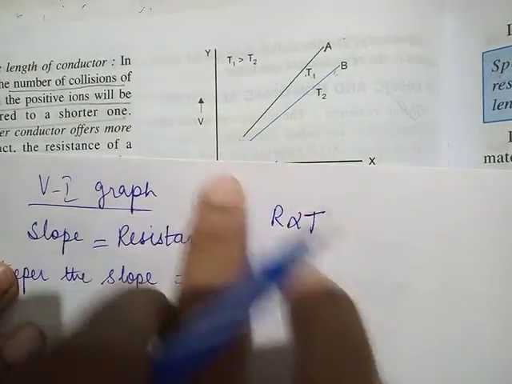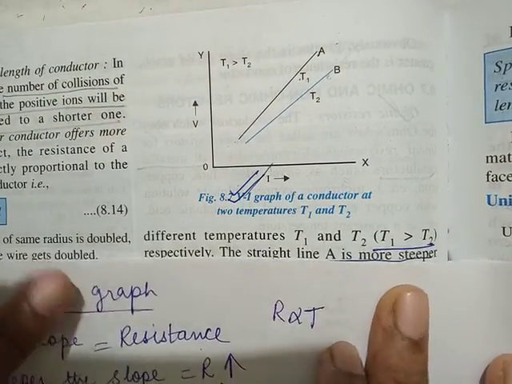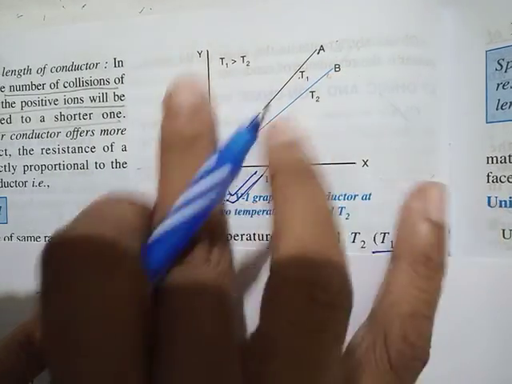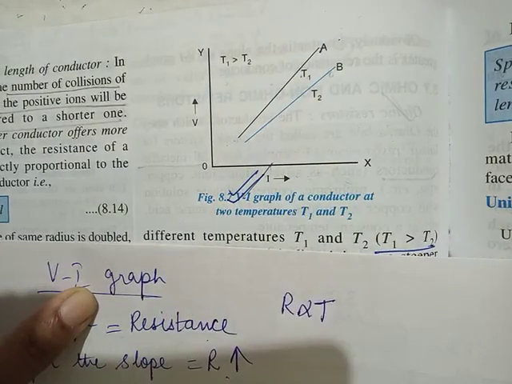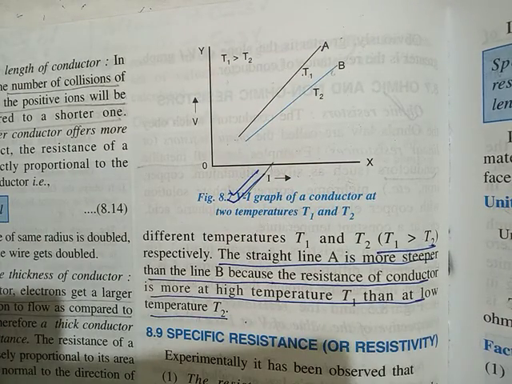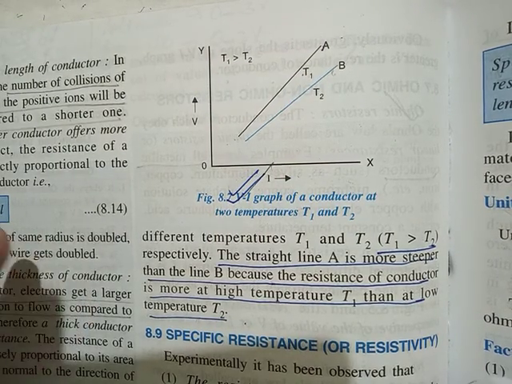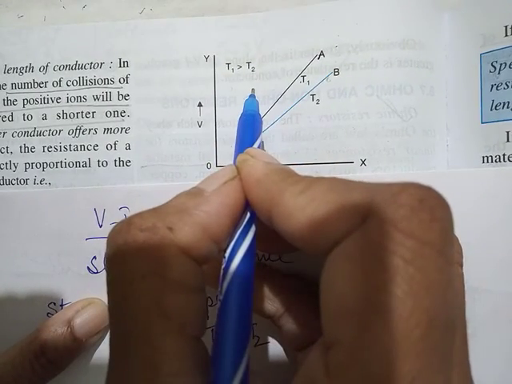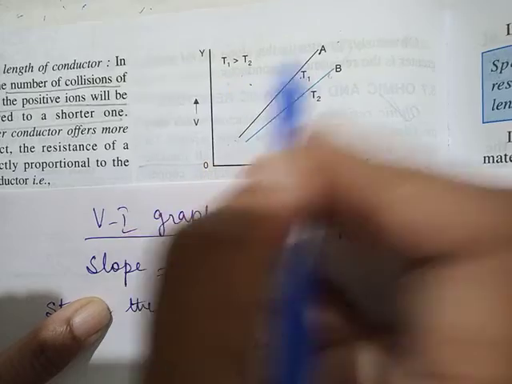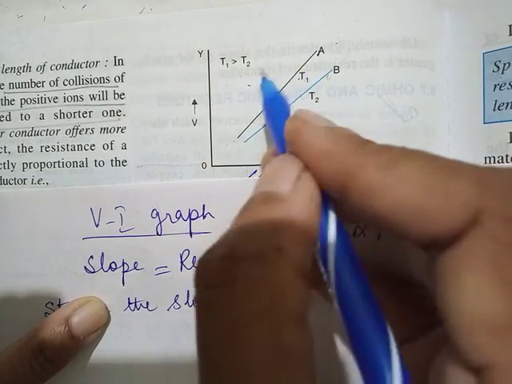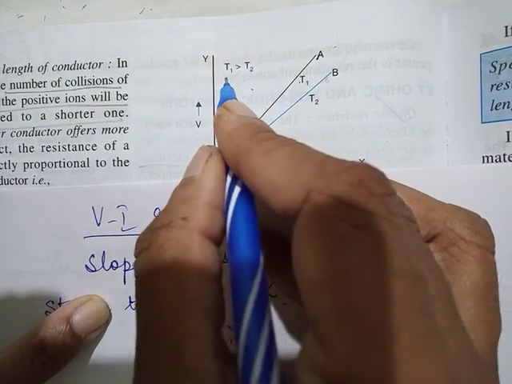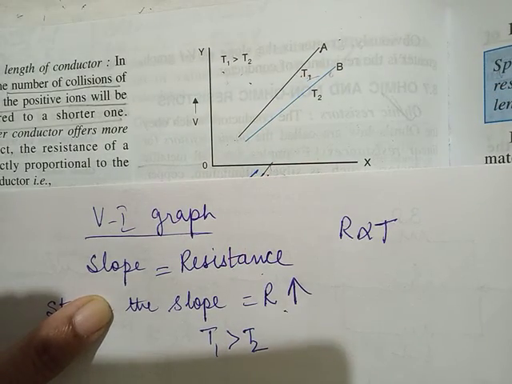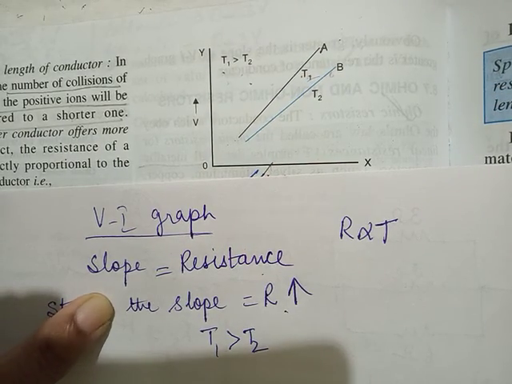Draw a VI graph of a conductor which is at two different temperatures, T1 and T2, such that T1 is greater than T2. Then you have to draw like this. If they had said T2 is greater than T1, then this should be T1 and this should be T2. So accordingly you can answer.